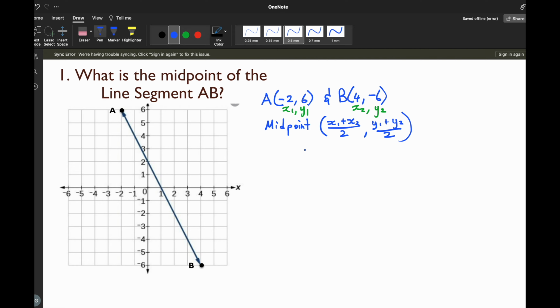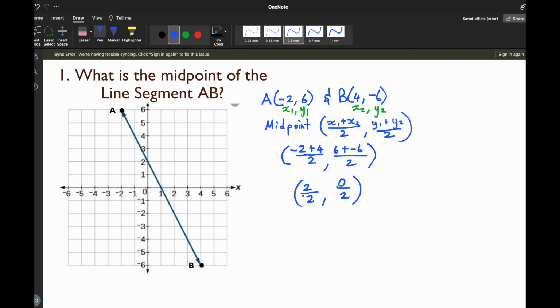All right, so x1 is negative 2, so negative 2 plus x2, which is 4, and we divide that by 2. So that would be our x coordinate. Now our y coordinate would be y1, which is 6, plus y2, so 6 plus negative 6 over 2. So we're dividing that answer by 2. So negative 2 plus 4 is 2, so 2 over 2. And then we're going to have 6 plus negative 6, which is 0 over 2.